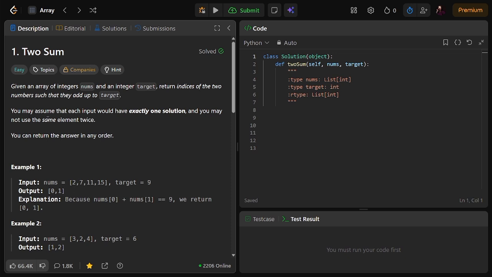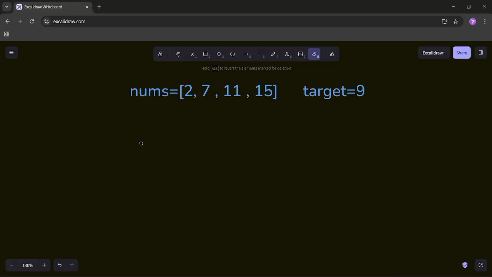You may assume that each input would have exactly one solution. You may not use the same element twice, so we don't have to use the same element twice. You can return the answer in any order. So let's see the intuition first.